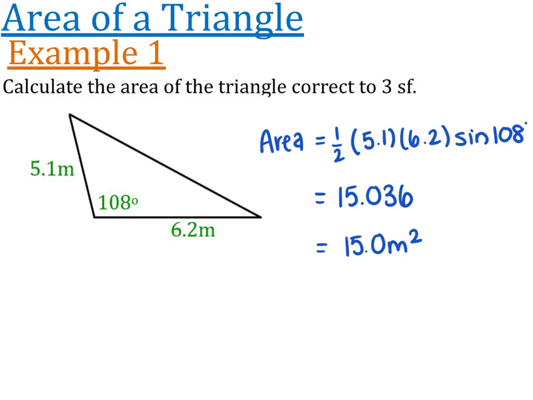All right, here is the answer I got for this example. Hopefully I didn't make too many silly mistakes in this one. Yeah, 15.0 meters squared. Let's try another one.